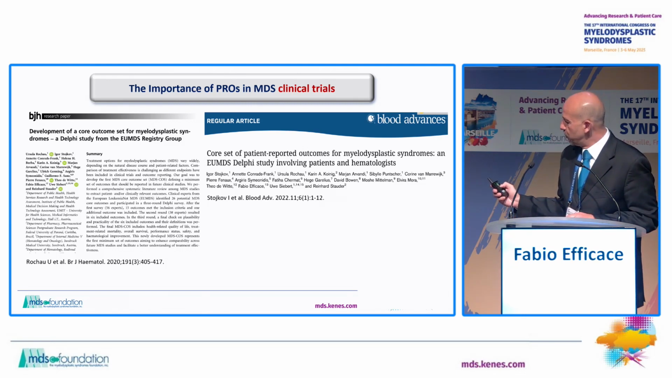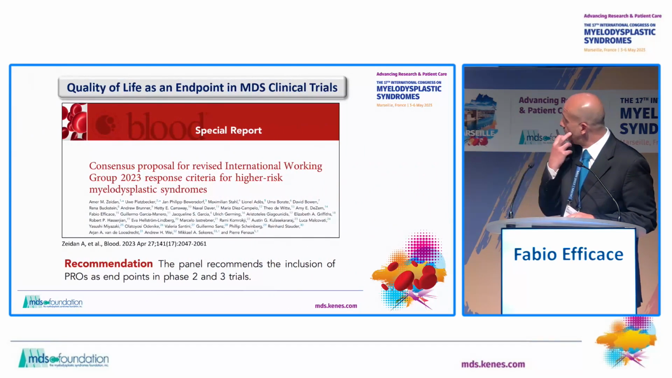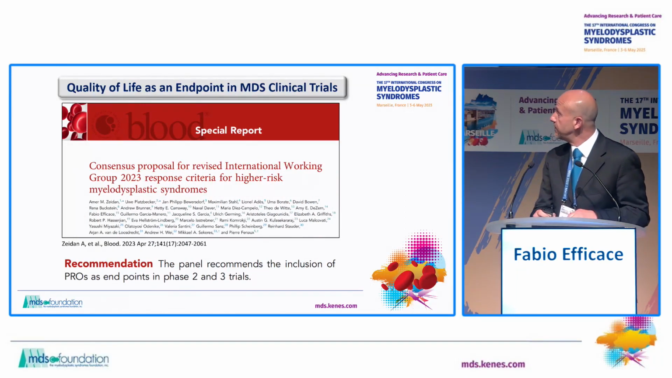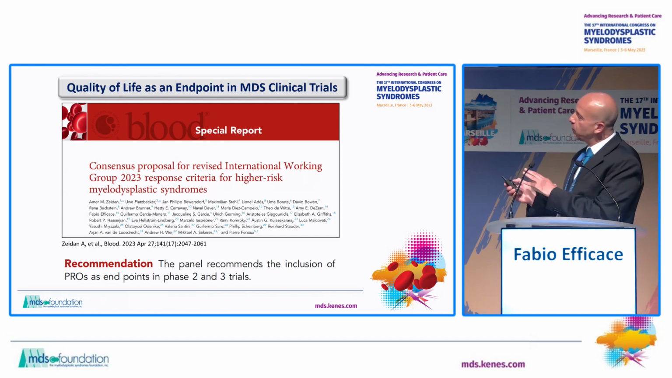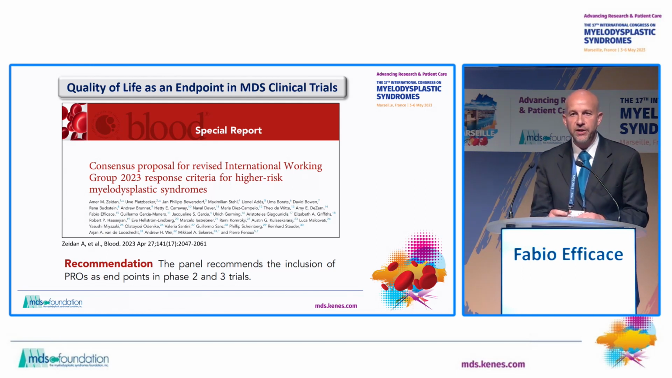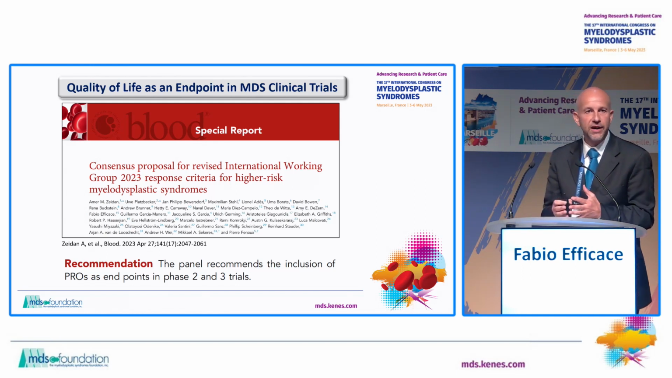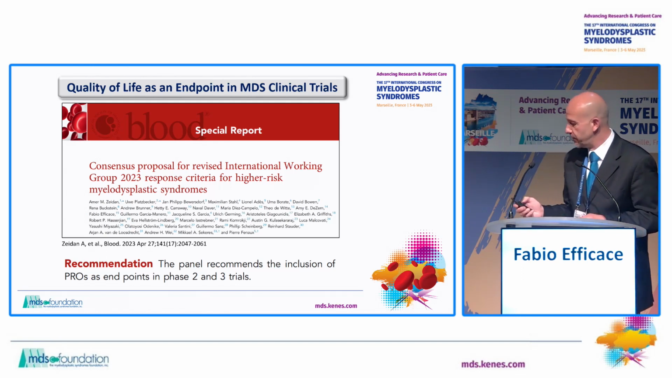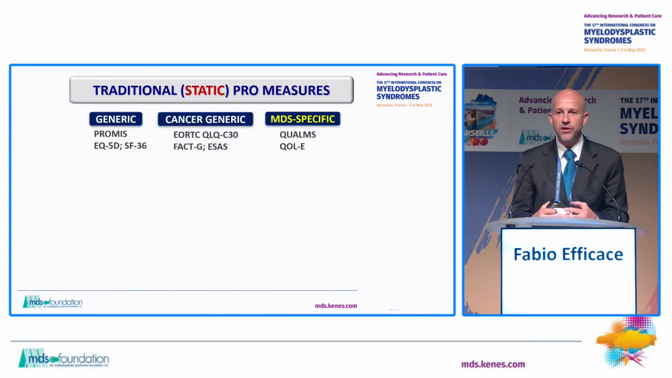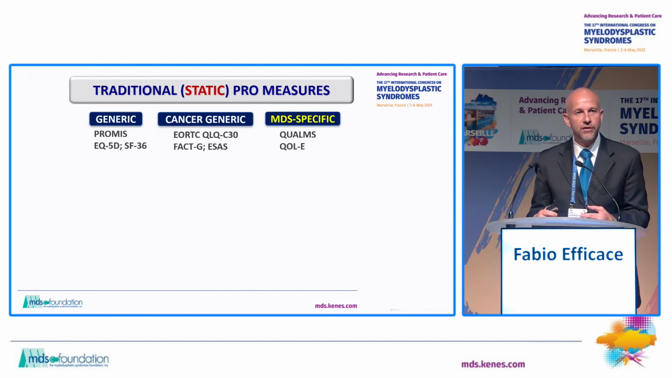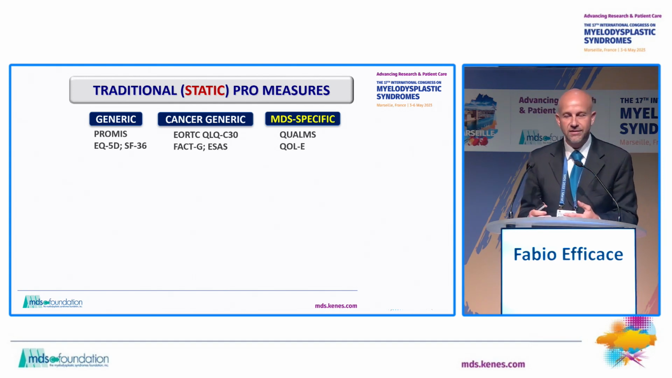Moving from this, you might probably know this article recently published in Blood. I'm not going to spend time on all the details, but one of the key recommendations is the inclusion of PRO in clinical trials in higher risk MDS patients. And let's move on now. We go deeper into the challenge of assessing quality of life in clinical trials.